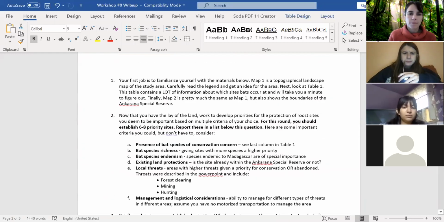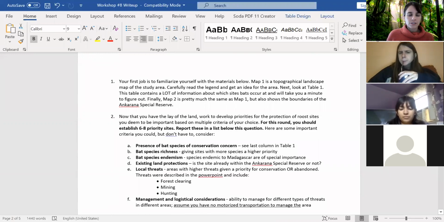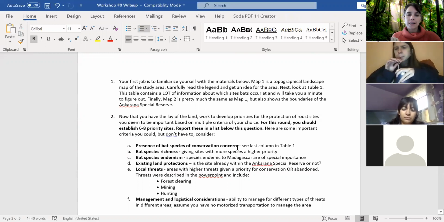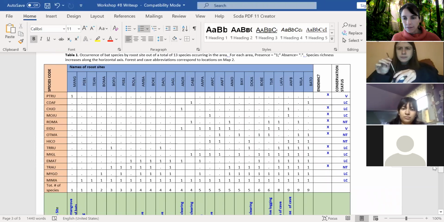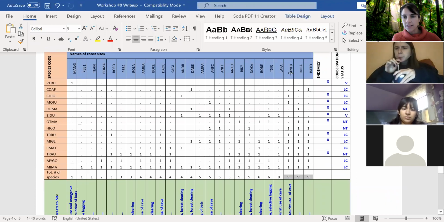The steps in your workshop are basically to look at and familiarize yourself with the two maps and that table. It has a lot of information, so you're going to need to look at it for a couple minutes. Then you want to go through all those sites and say, what do I think are going to be the priority? I'm a conservation planner. Which sites am I going to prioritize? Here are some criteria you can consider. Bats that are endemic or endangered, and how many bat species occur at the site. The one I just showed you had just 1, but this one over here, at the end, these have 9 at each site.